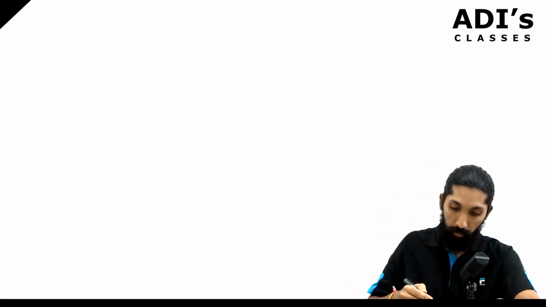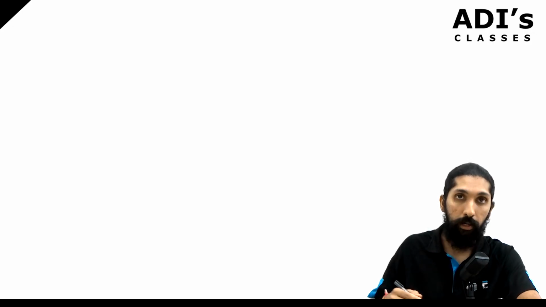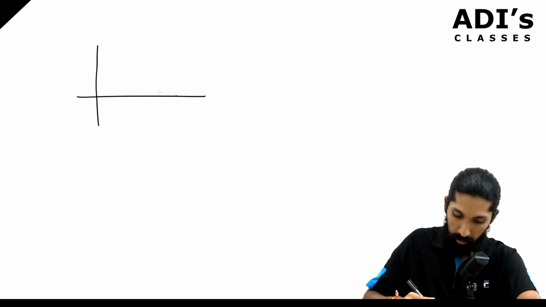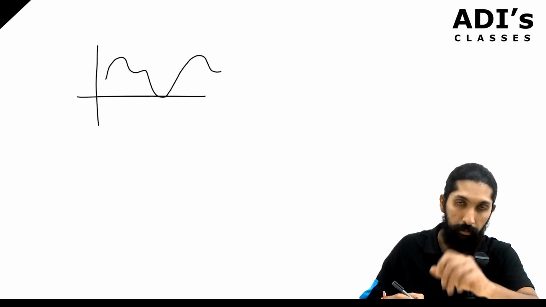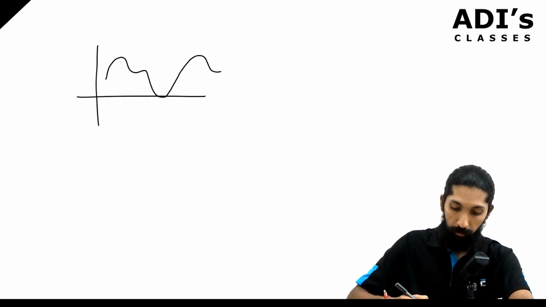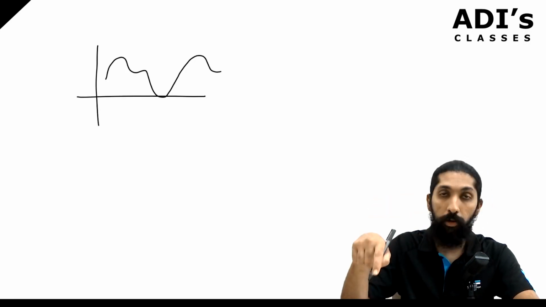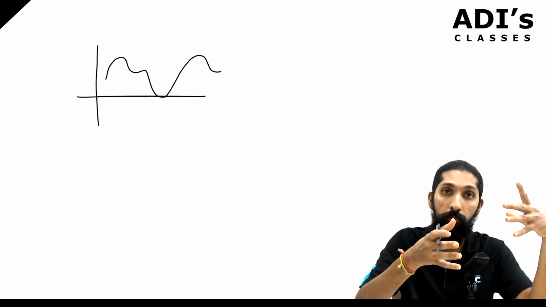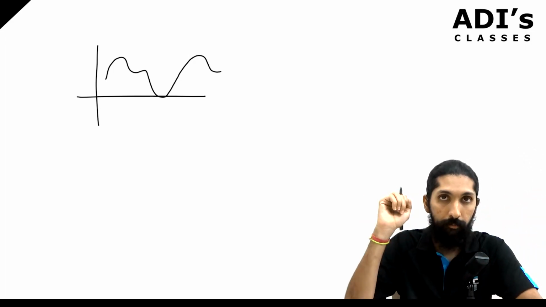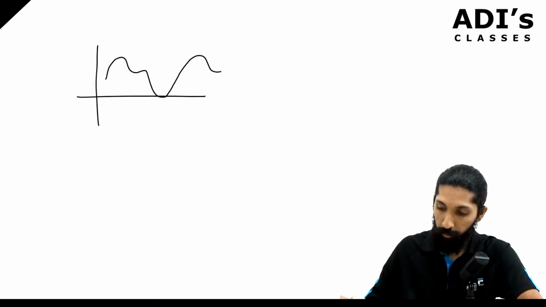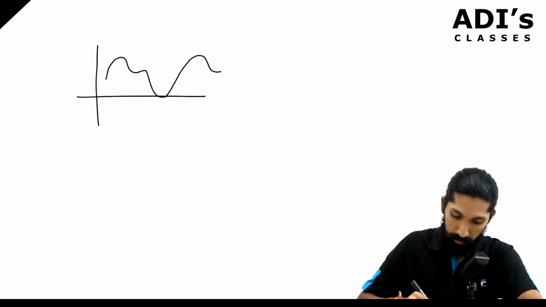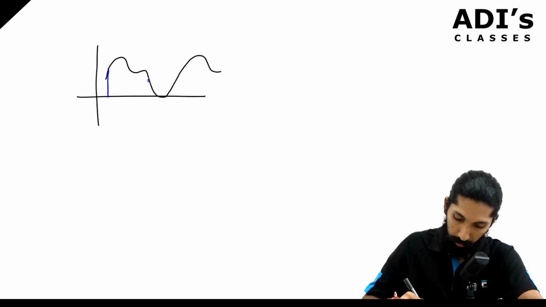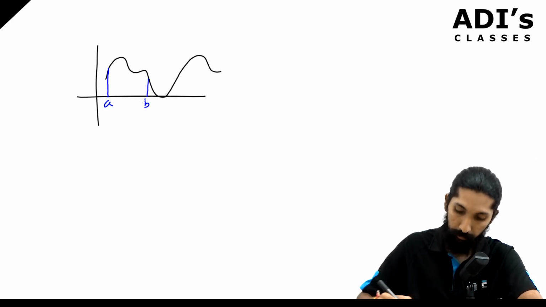Fine. Now, let's assume that you have a graph. Let's say you have a graph like this, and say the graph is going to go something like this, some random graph. Now, there are certain maximum points, there are certain minimum points, correct? Now, there is something called local maxima and local minima. Here, if you take an interval, let's say from here to here. This is A, this is B.